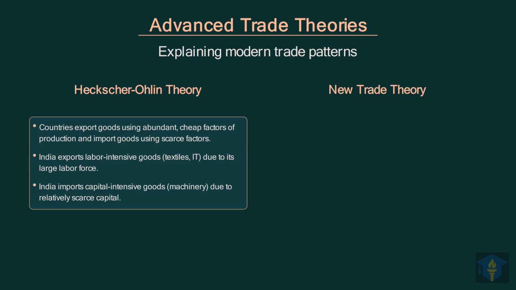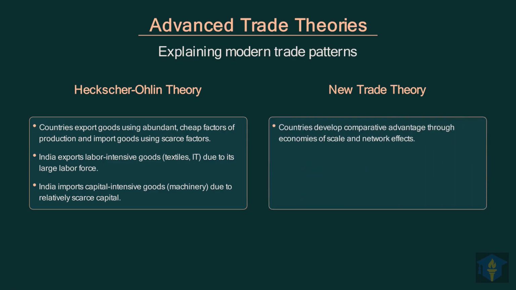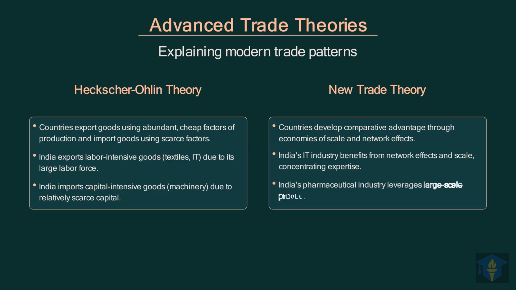Next, we examine the new trade theory, which highlights different drivers of comparative advantage. This theory suggests countries gain comparative advantage through economies of scale and powerful network effects. India's IT industry thrives from network effects and scale, creating concentrated expertise and global competitiveness. Similarly, India's pharmaceutical industry utilizes large-scale production, enabling highly competitive pricing in global markets.